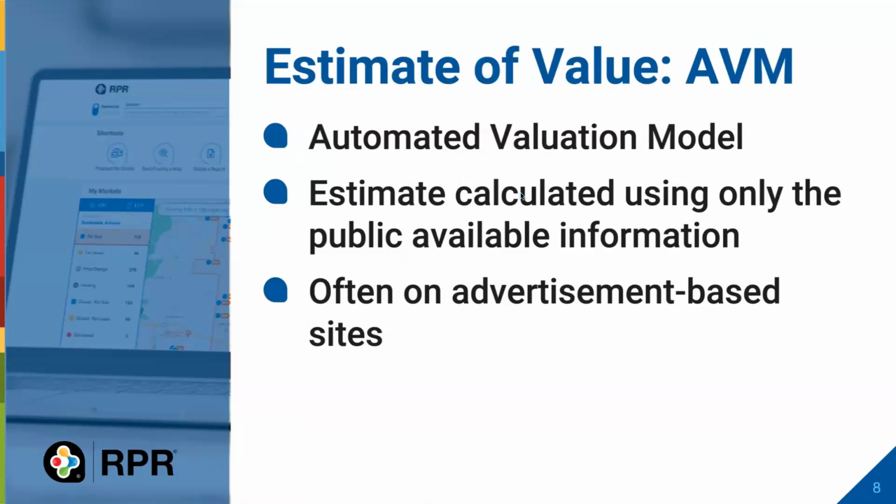Part of what makes RPR great is it gives you valuations, right? So we have an estimate of value here. We have the AVM, the automated valuation model. It's an estimate calculated using only the publicly available information, often advertisement based on websites. So think of Zillow and Realtor.com and Redfin and things like that. You'll see their valuation models, and we'll look at those in a minute.